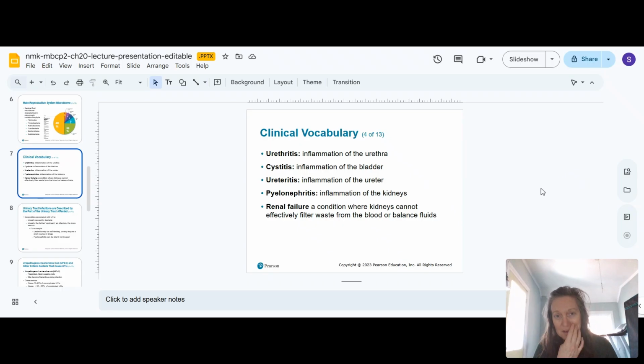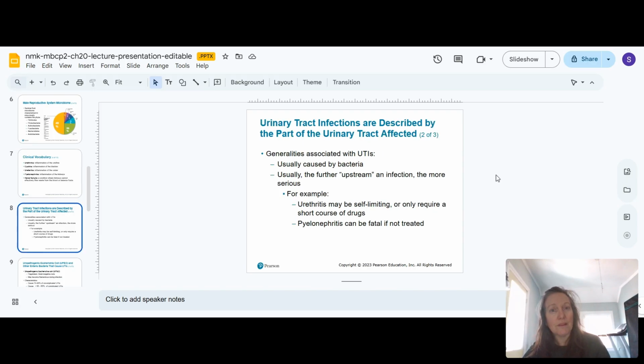One of the most common ways to treat urinary tract infections is with sulfa antibiotics, an antimicrobial that was talked about in an earlier chapter. Penicillin can also be effective. So those terms give us an indication that urinary tract infections, or UTIs, are often described by the part of the urinary tract that is affected.